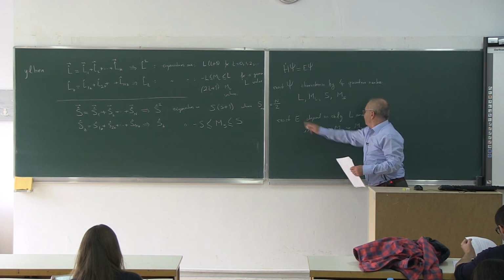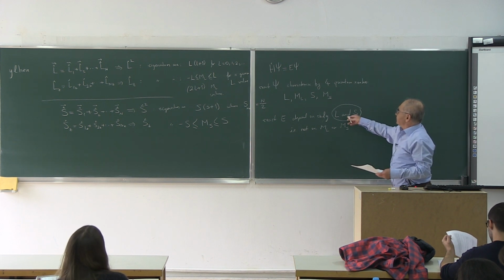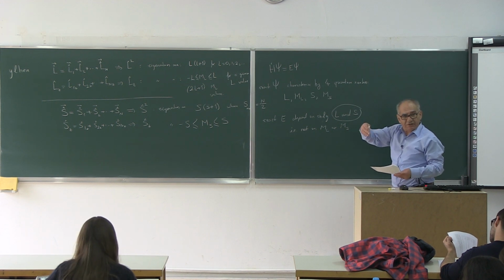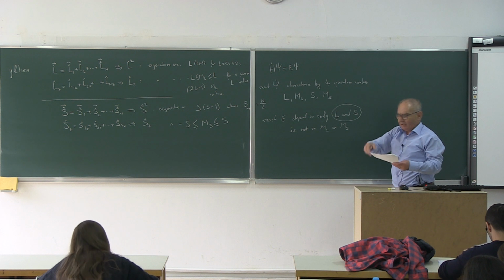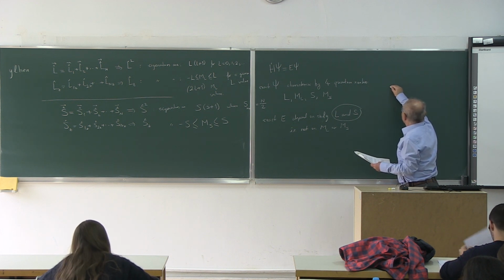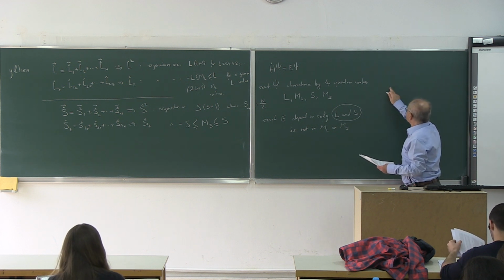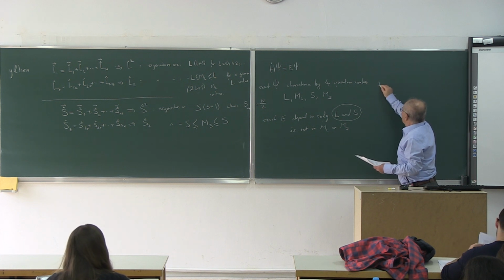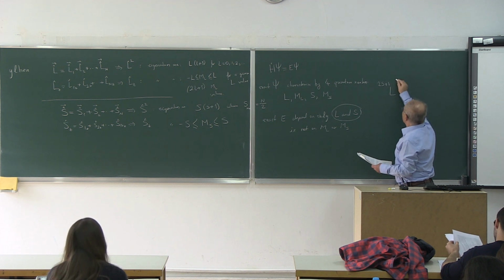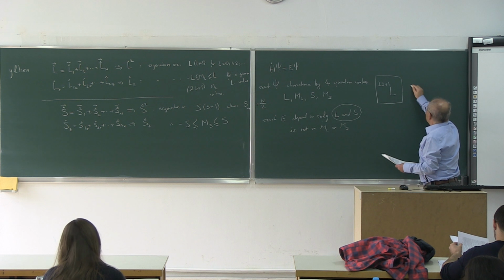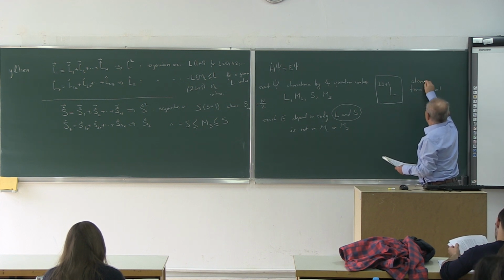Now, because energy depends only on L and S, angular momentum characteristics of these state functions are displayed by a convenient notation of this type. Here is L, which is one of these quantum numbers. And then we attach 2S plus 1. This is called the term symbol, or atomic term symbol.